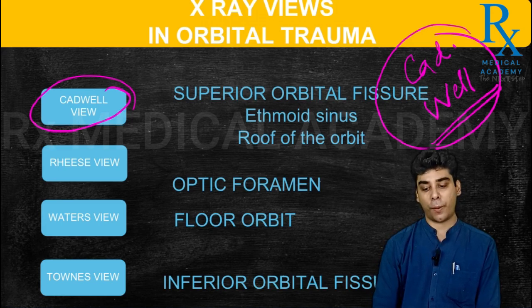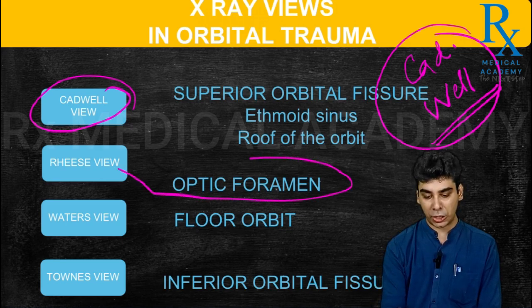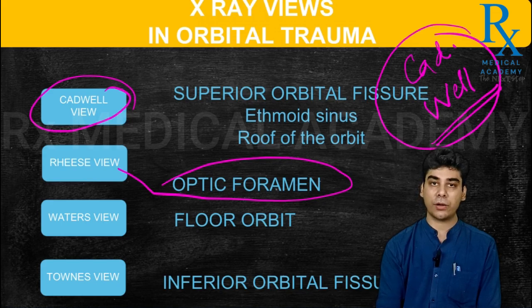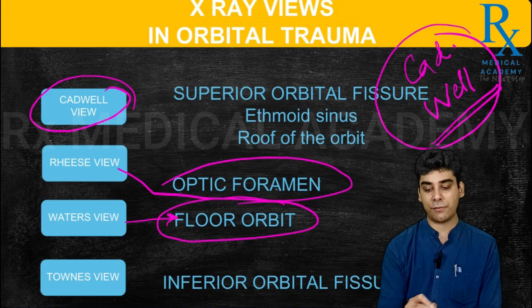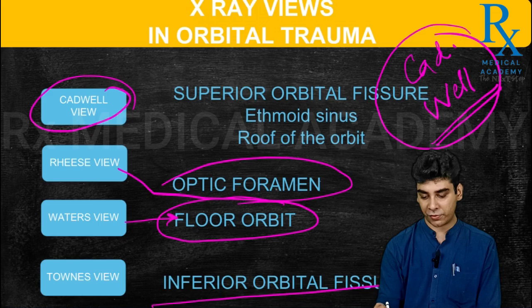Now if you want to look at the optic foramen, you have to see the Rhese view. Rhese view is for the optic foramen view. Water view for the floor because पानी हमेशा जमीन पर पड़ा रहता है, इसलिए floor के लिए water view. And then we have the Towne's view for the inferior orbital fissure.